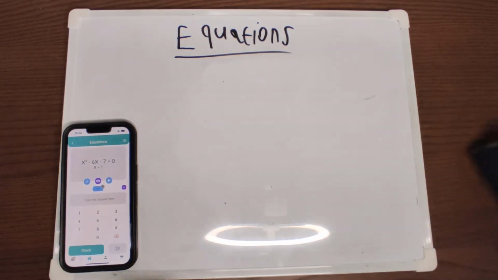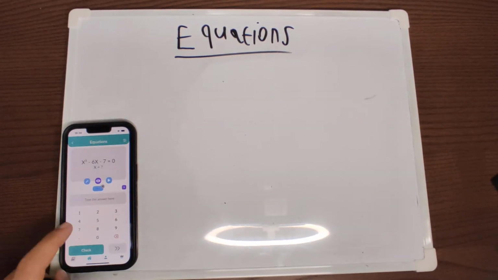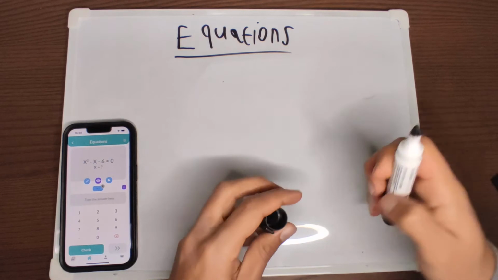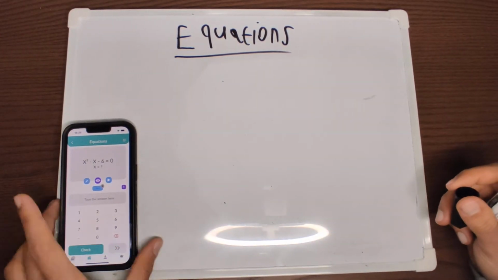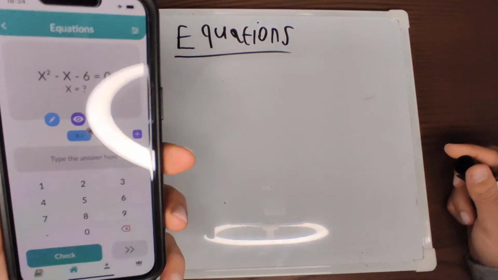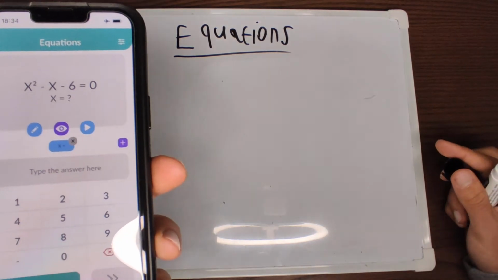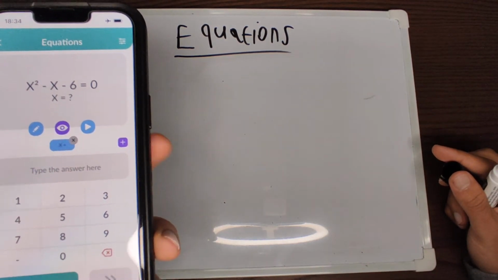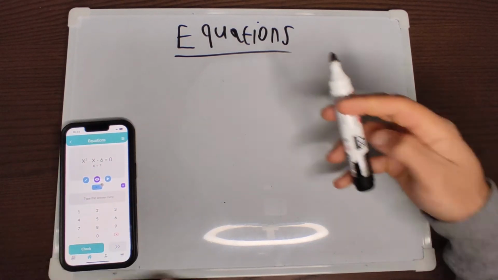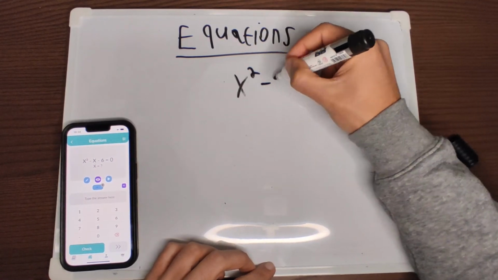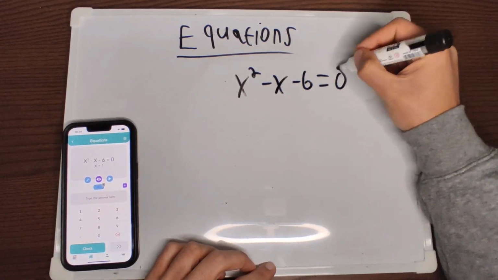and see how it works. Okay, this is a good one. X squared minus x equals 0.